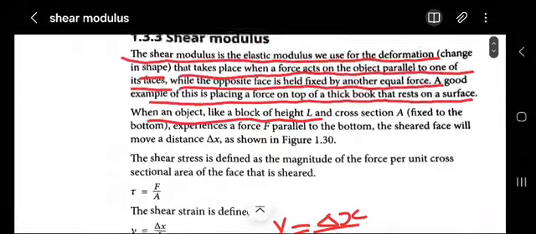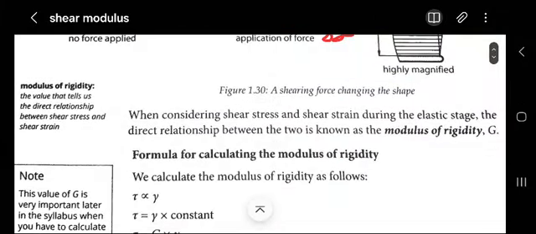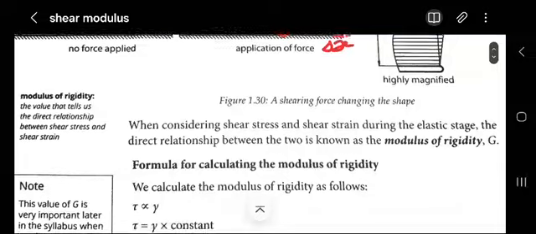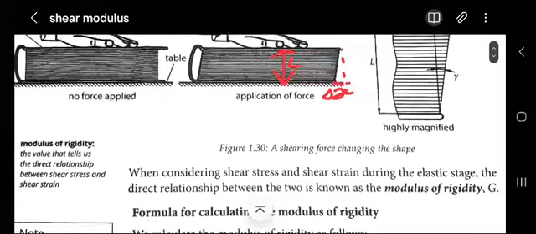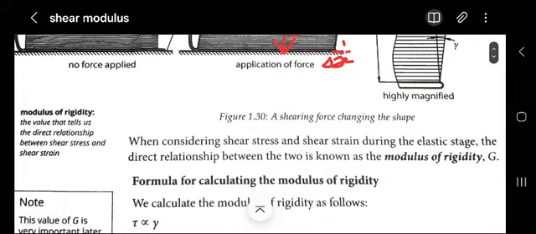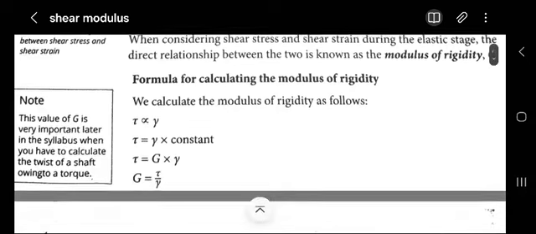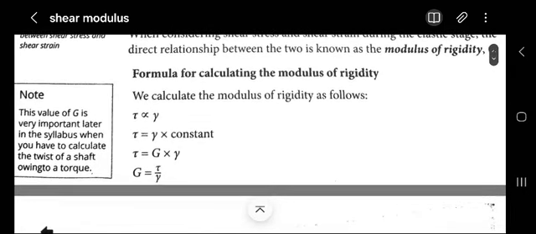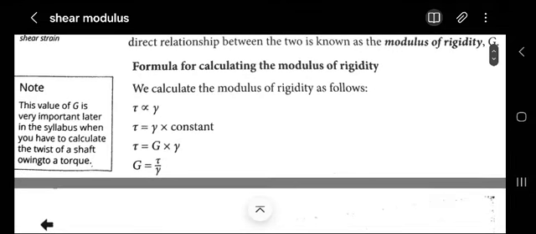So this G is called what? The modulus of rigidity. It's a value that tells us the relationship between the shear stress and the shear strain. So when considering the shear stress and the shear strain during the elastic stage, the relationship between the two is known as the modulus of rigidity, which is G.